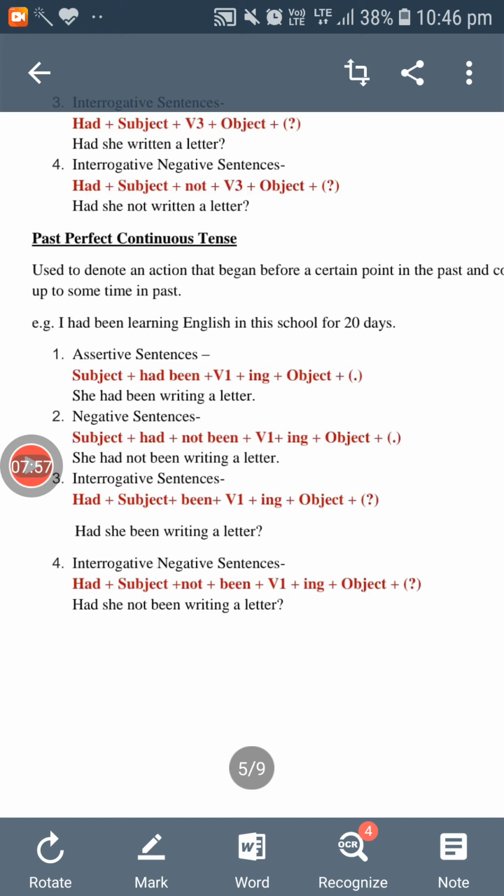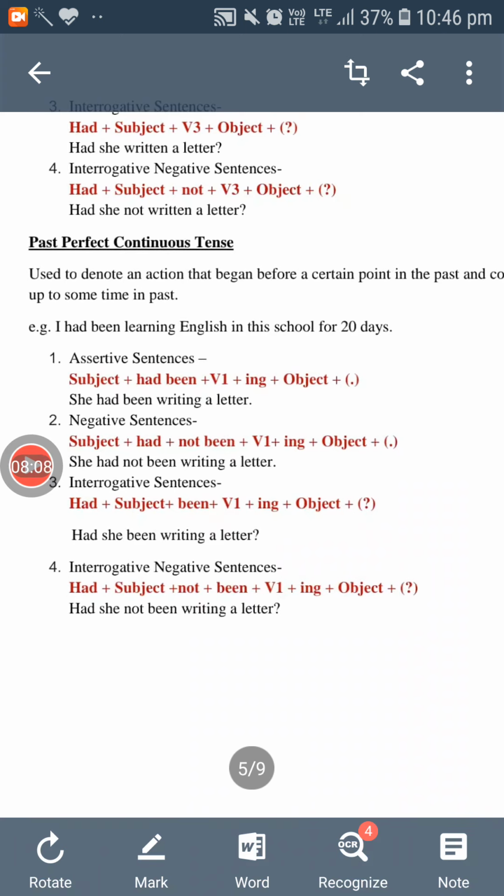Subject plus had not been plus V1 plus ing plus object is a negative sentence. To make the interrogative sentence, we use had plus subject plus been plus V1 plus ing plus object. So this is past perfect continuous.